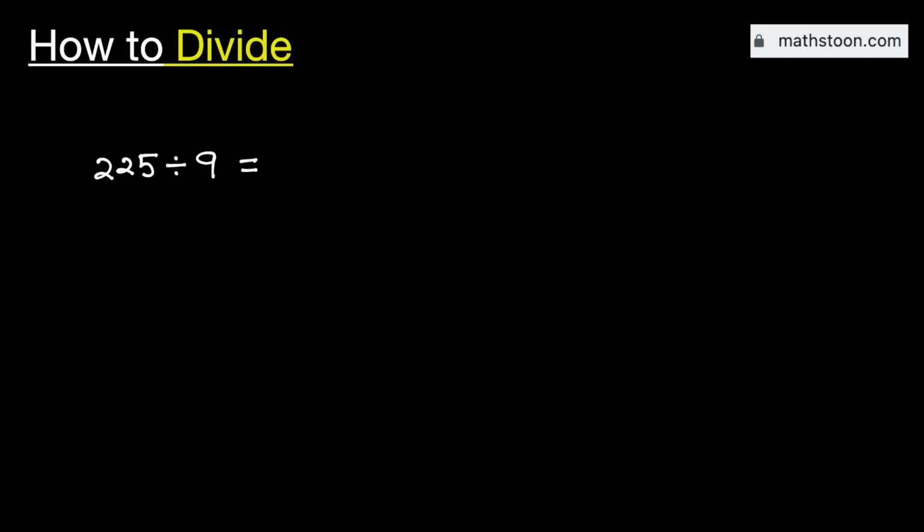In this video, let us learn how to divide the number 225 by 9 using the long division method. See that 2 is less than 9, so we will consider the number 22. We know that 9 times 2 is equal to 18. Subtract, we get 4. Now, this 4 is less than 9. That is why we will bring down this number 5 here.